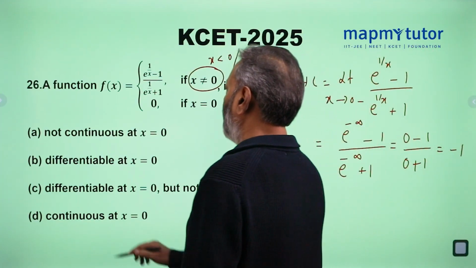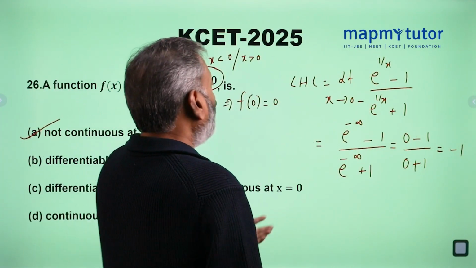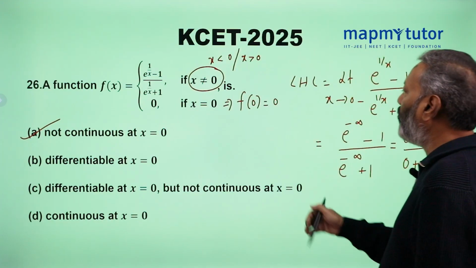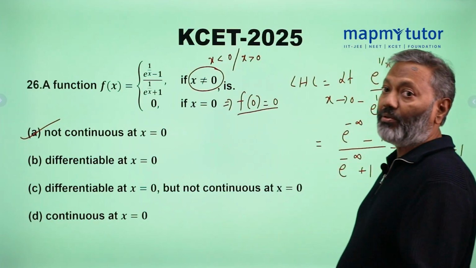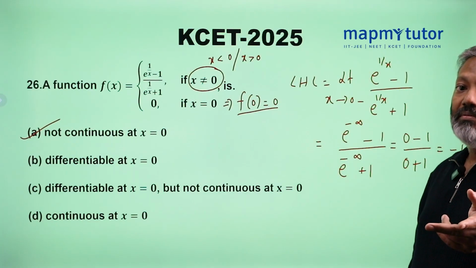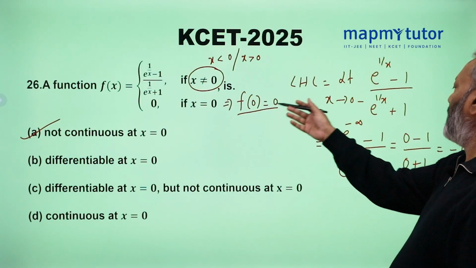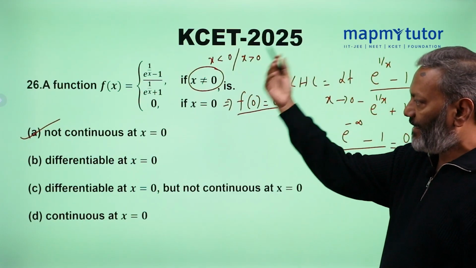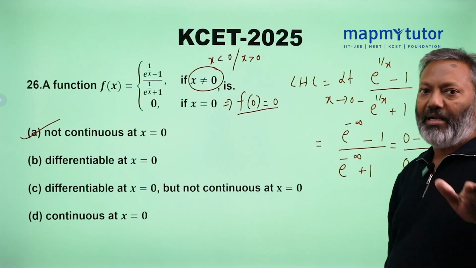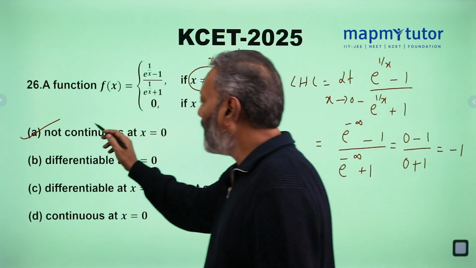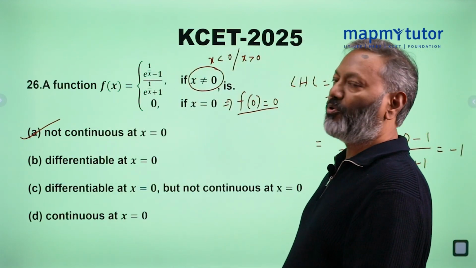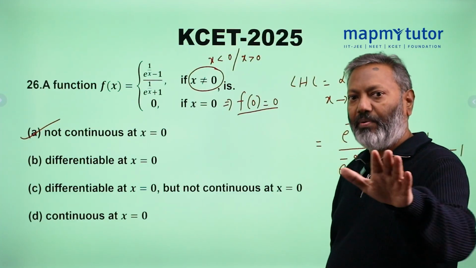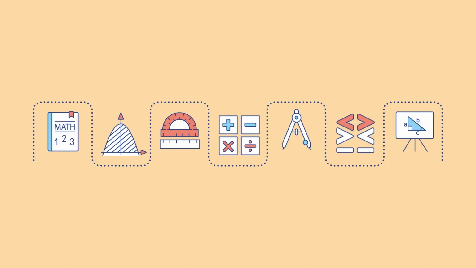That's it. It is not continuous. How can I say without RHL? No need. Already LHL is minus 1. What is the function value? 0. Already they are not equal. Even though RHL is equal to either 0 or minus 1 or something else, we don't bother. It is discontinuous. That means not continuous. And since it is not continuous, I need not bother about differentiability. Any discontinuous function can never be differentiable.